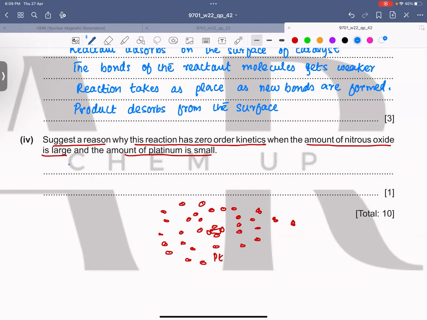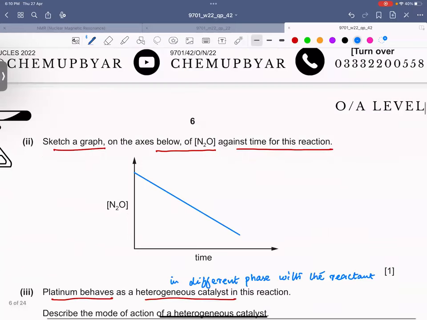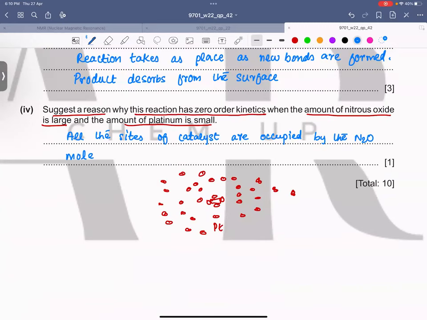So, all the sites of the catalyst are occupied by the N2O molecules, if I'm not wrong. By the N2O molecules. Is this understandable to everyone? Okay.